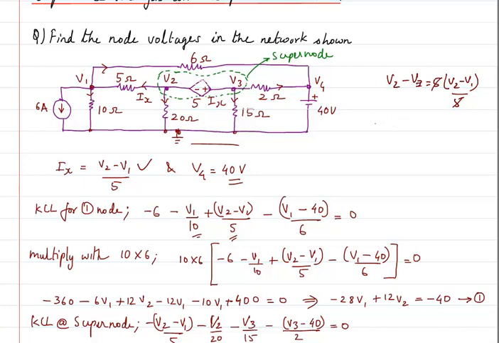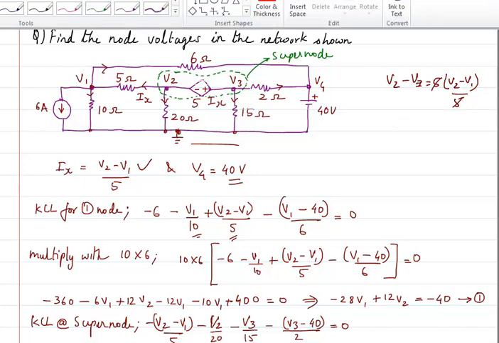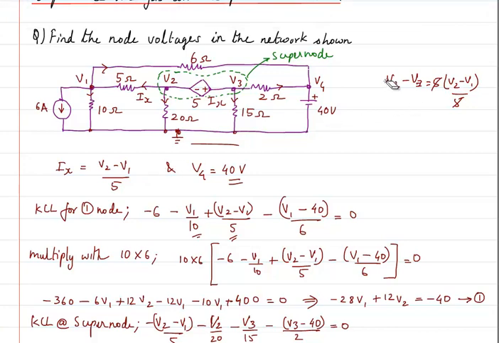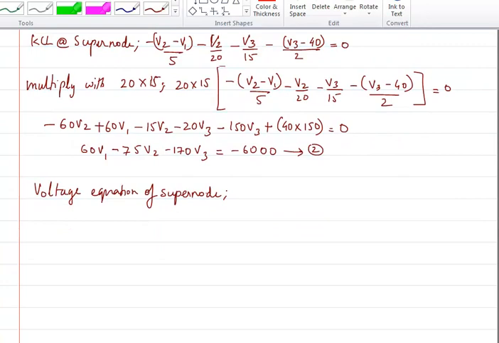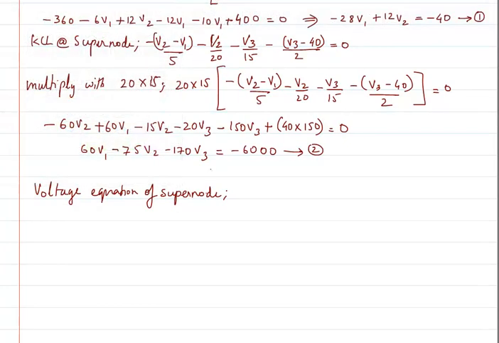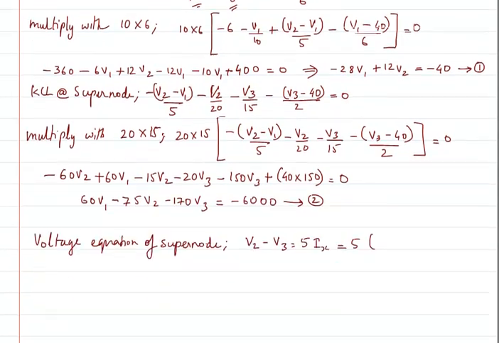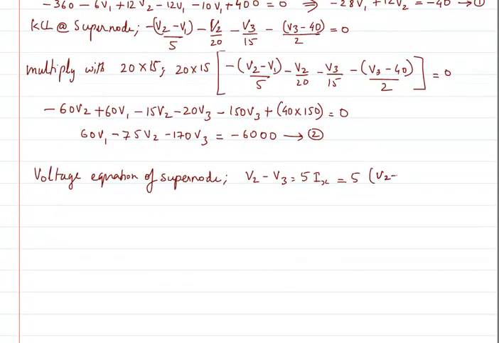So here I will have this equation. Let me do that in the proper place. So I will rub it here. So it is V2 minus V3. So I will write here V2 minus V3. V2 minus V3 is equal to 5ix, which is equal to 5 times, what was the equation? V2 minus V1. So V2 minus V1 divided by 5, that is equal to V2 minus V1.